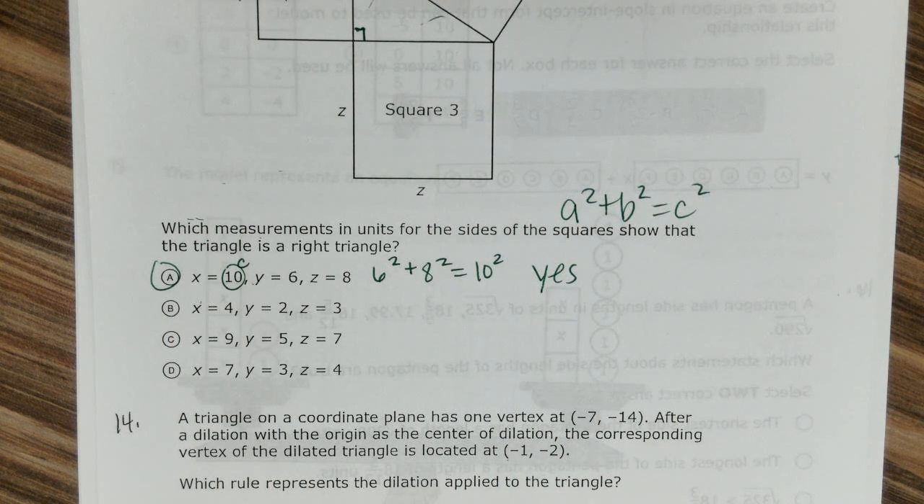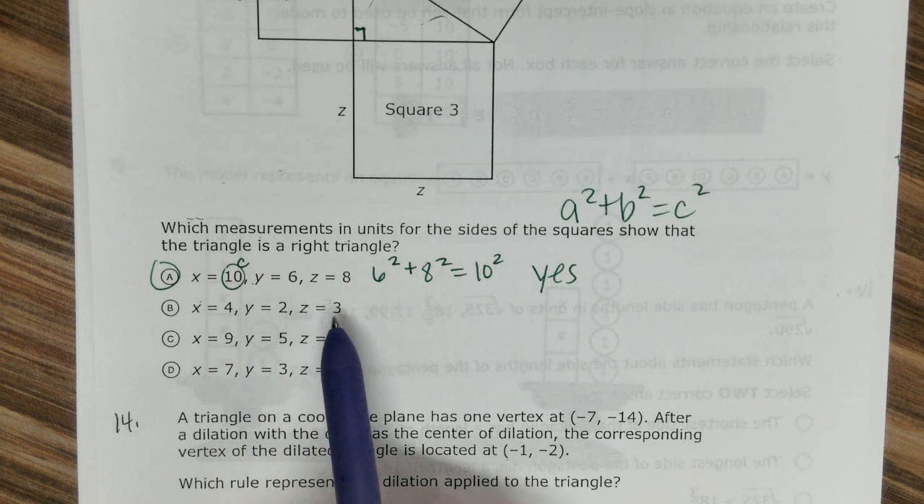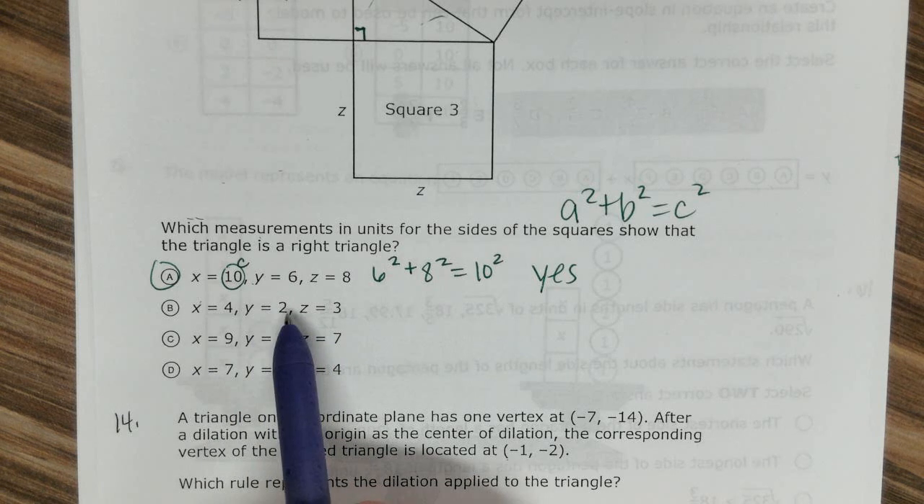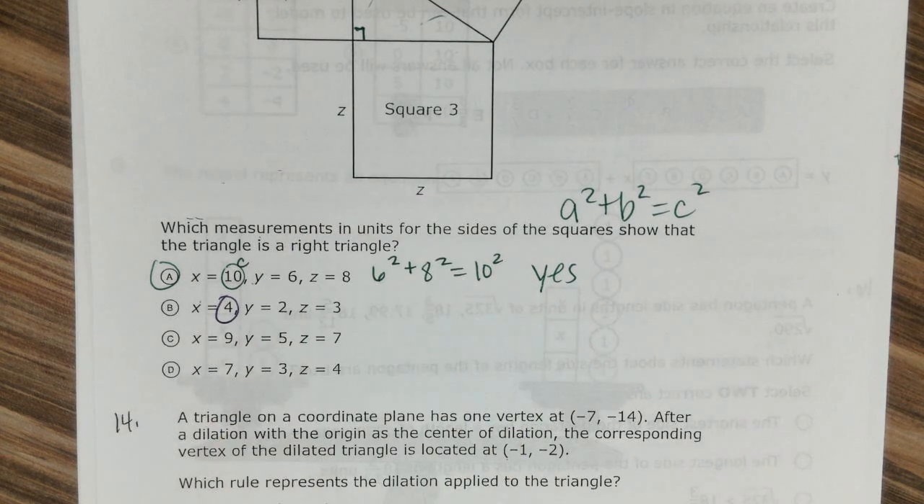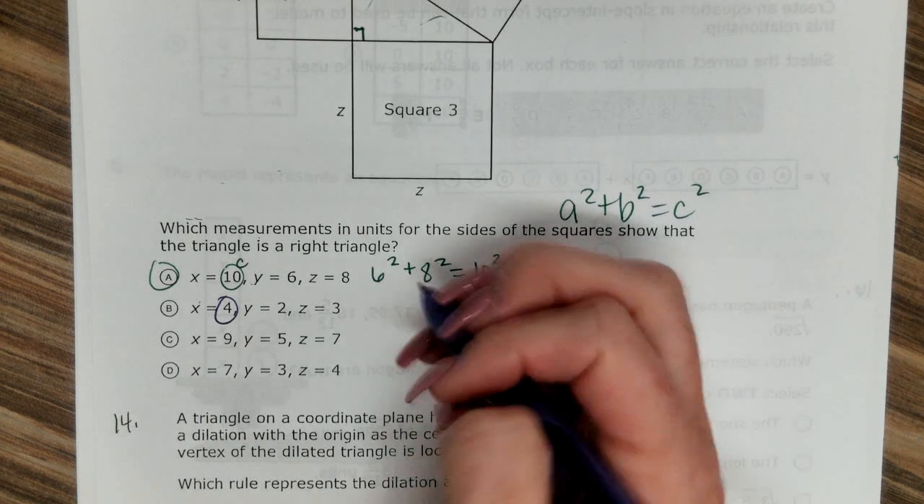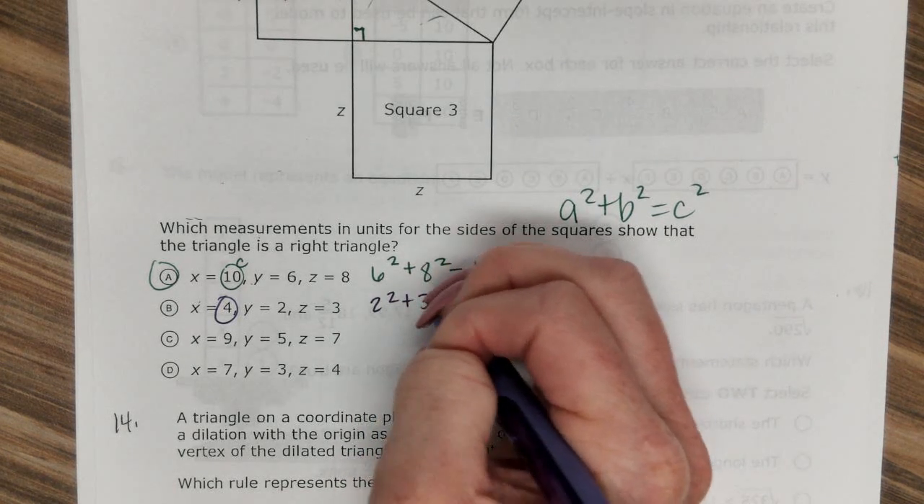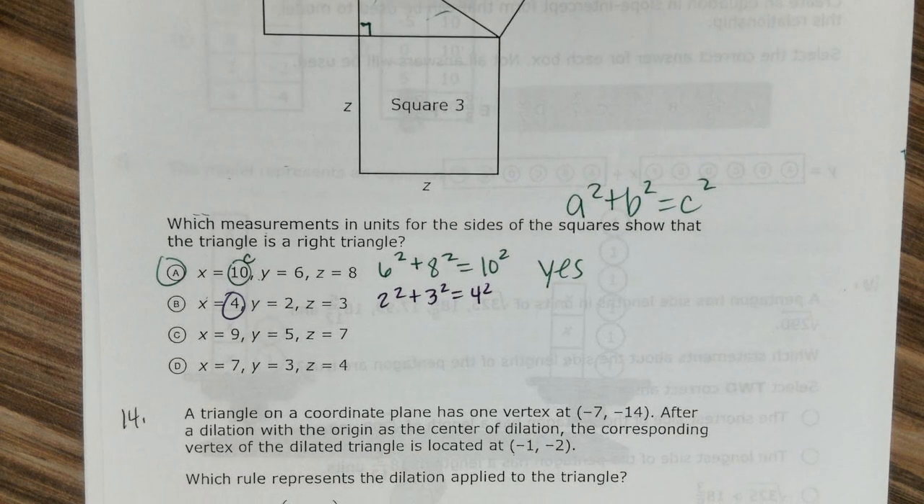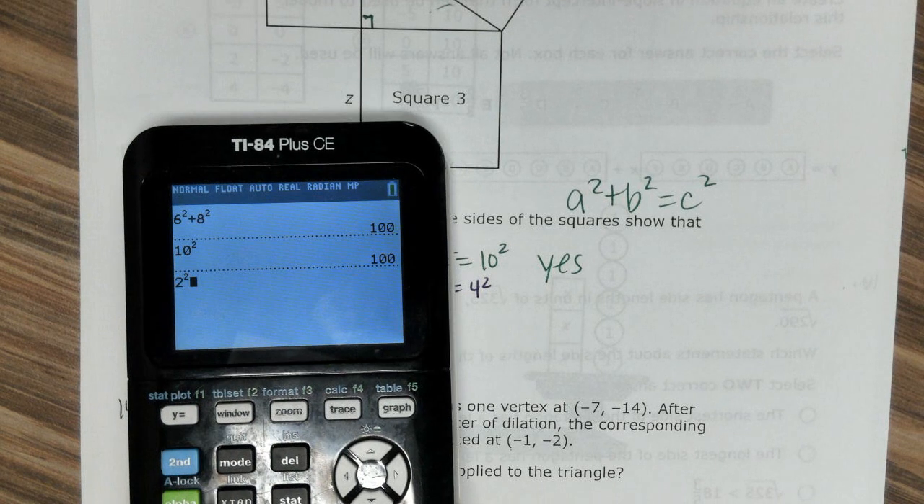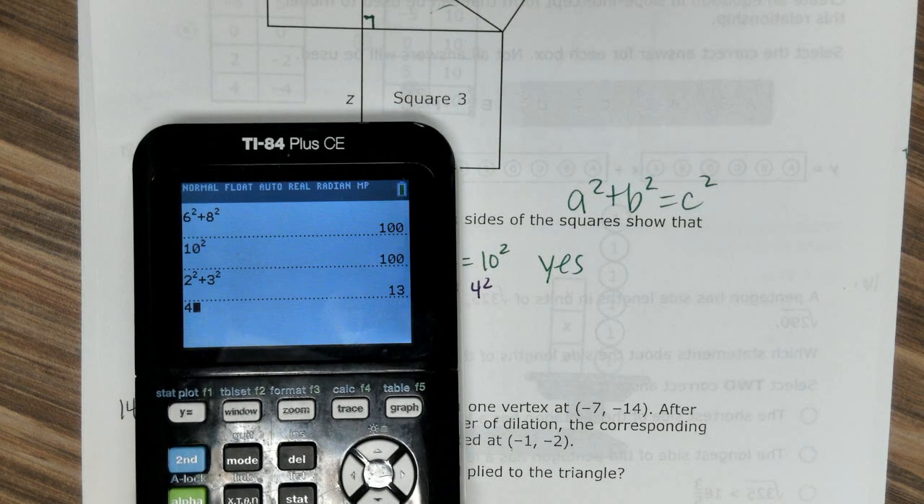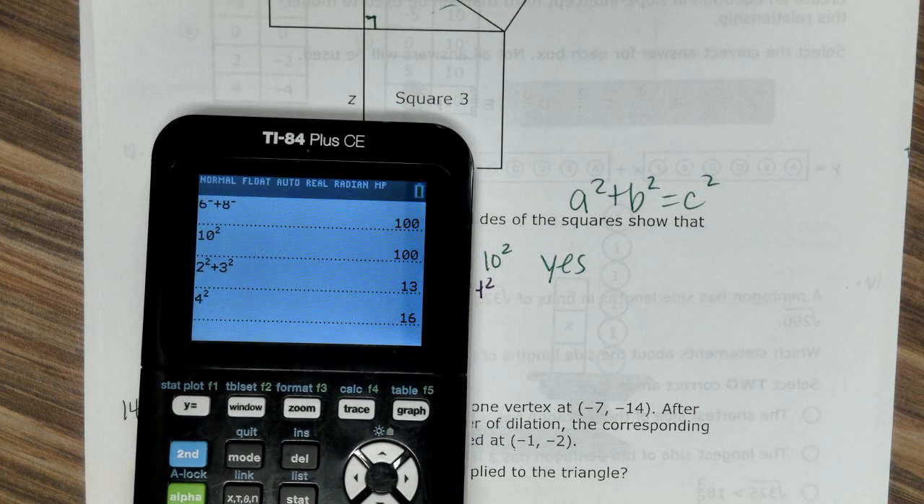Let's just do B. We'll only do one more so that y'all can see one that doesn't work. Out of 4, 2, and 3, which one's the biggest? So this would have to be the C. So I'm going to say, is 2 squared plus 3 squared equal to 4 squared? Okay, 2 squared plus 3 squared, 4 squared. Are those equal? No.